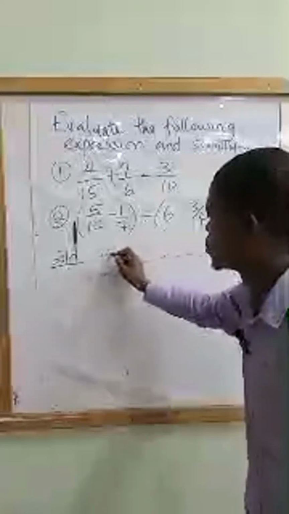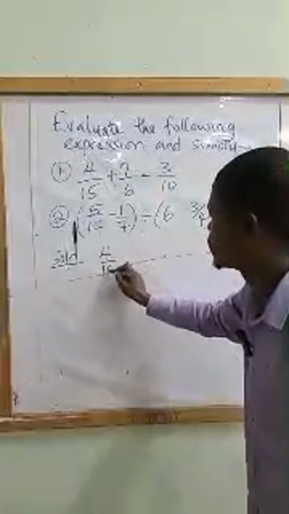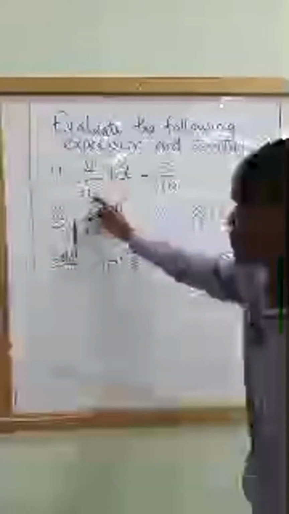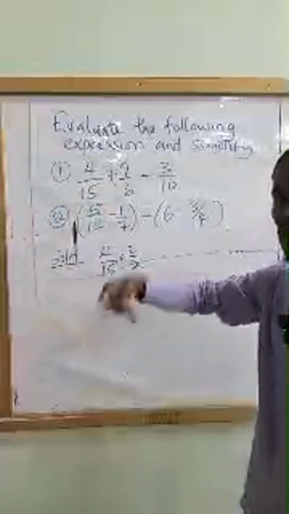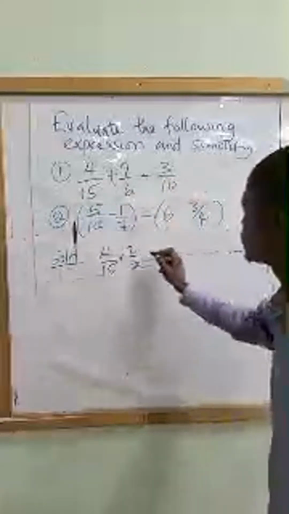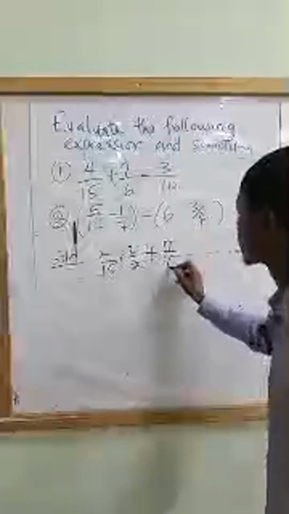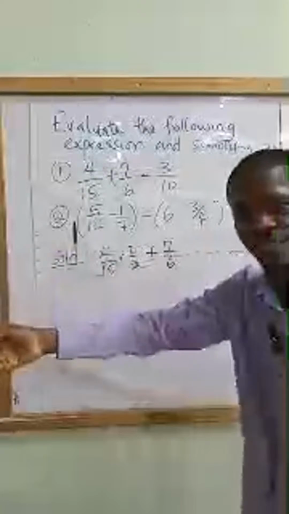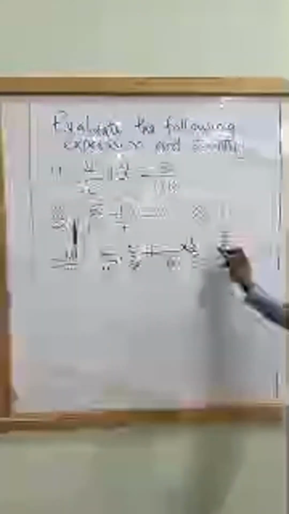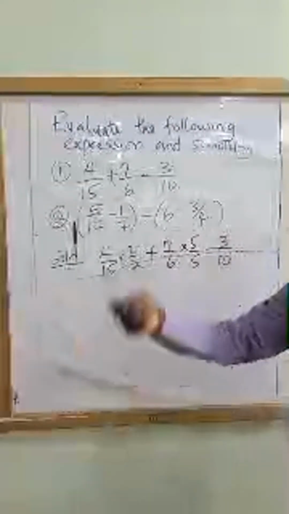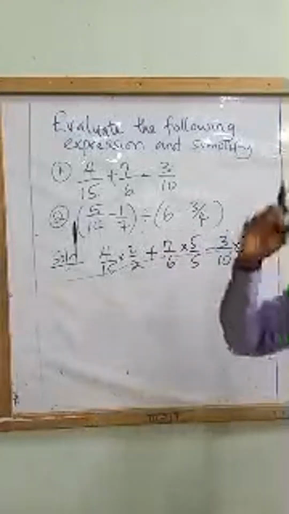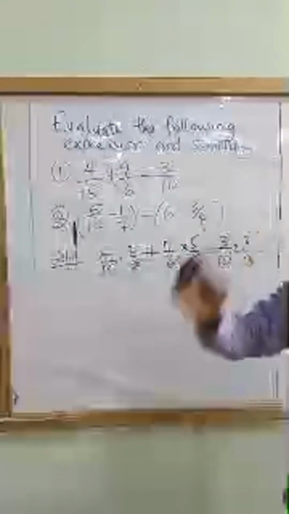So this will be equal to 4 over 15 times 2 over 2. For you to turn 15 to 30, that will be times 2, and whatever you do to the denominator must be done to the numerator. Then plus 7 over 6. How can you turn 6 to 30? That will be times 5 over 5. And then 3 over 10. How can you turn 10 also to 30? That will be times 3 over 3. Whatever is done to the numerator must also be done to the denominator.